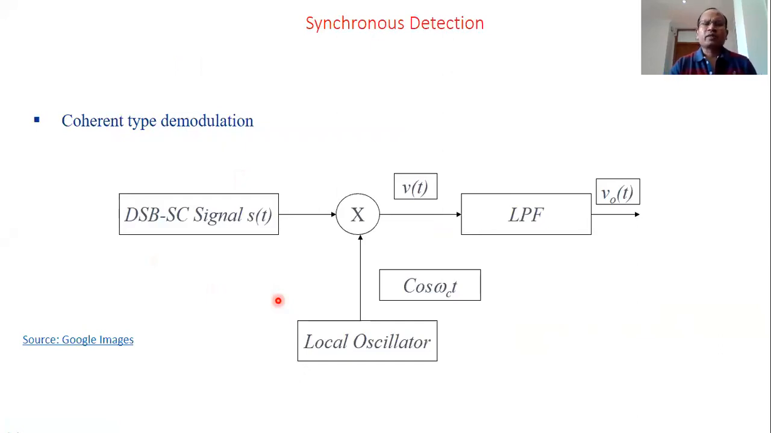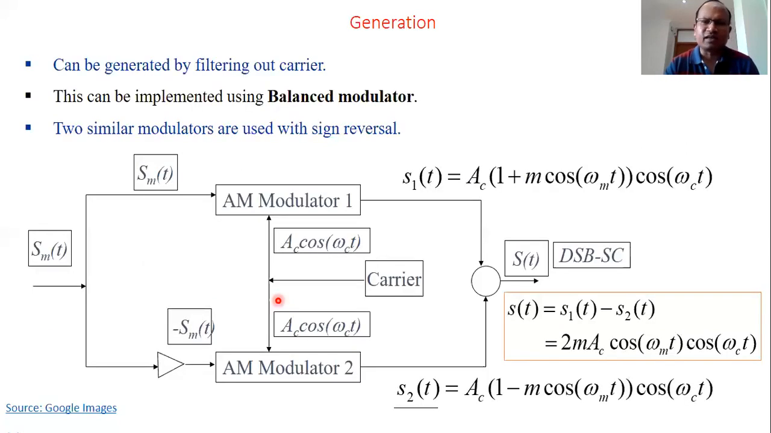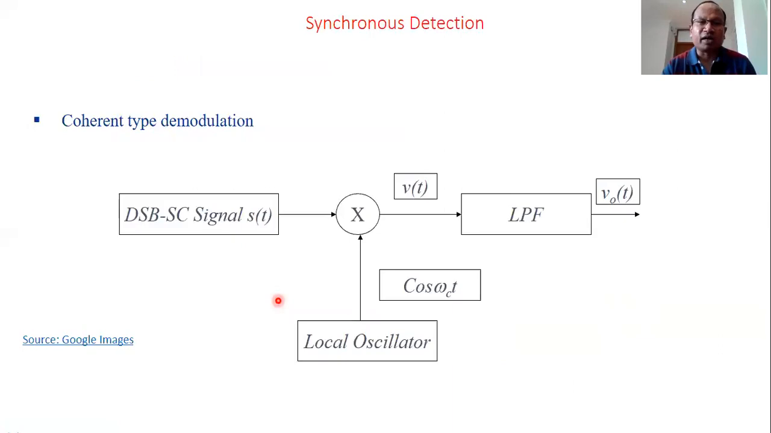Right? Now, see, when we transmit a signal, what is the signal? DSBSC. How do we recover the signal at the receiver? We can recover it by using different demodulation methods, different detection methods.